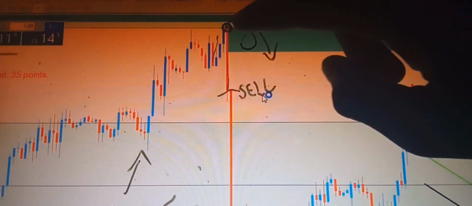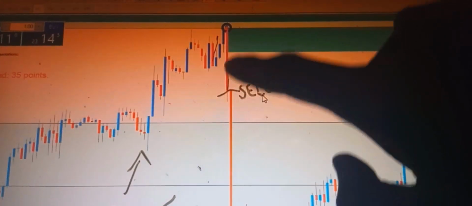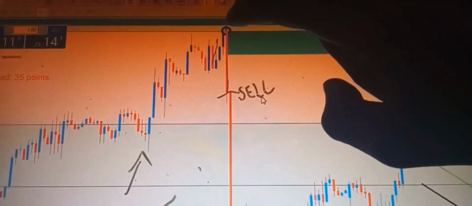Okay? If the 1 hour candle closed, but on a buy level, meaning that if this candle was not here, but we had a bullish candle here, it simply means we were still going to wait. It doesn't matter how long it takes, but we need a confirmation.